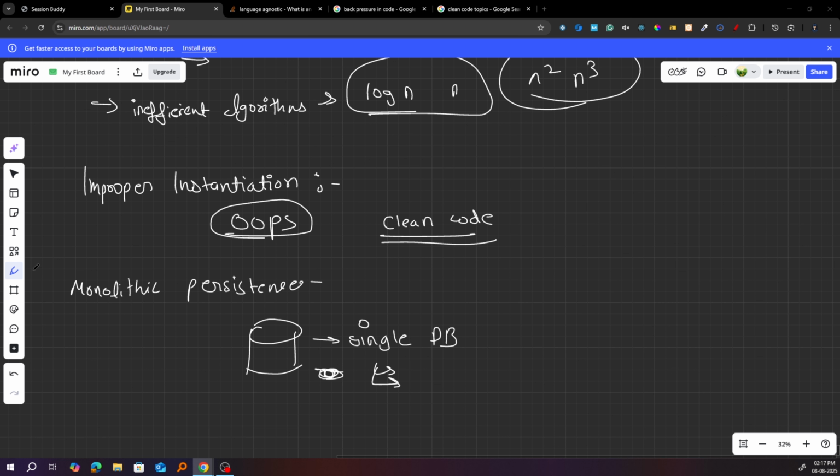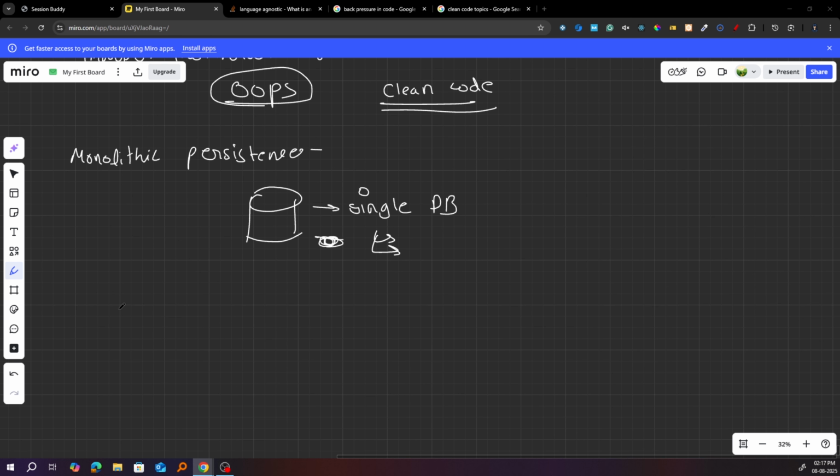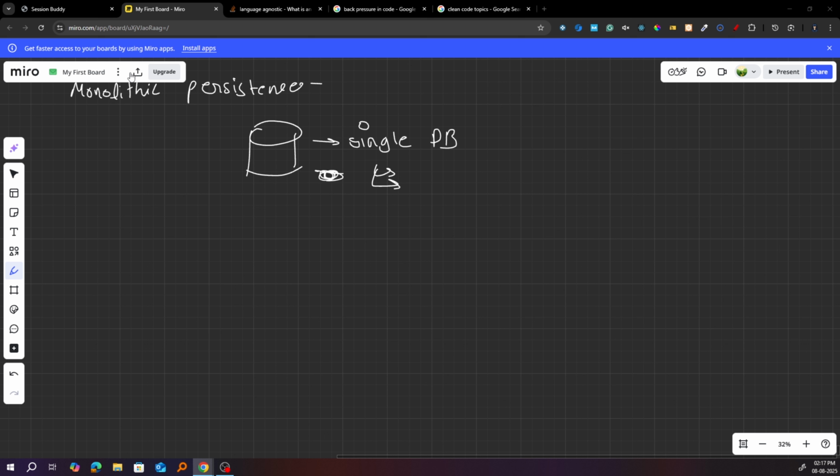Now let's learn about noisy neighbor. What is noisy neighbor? Let me just write the first topic. Noisy neighbor refers to a situation in which one or more components of a system are utilizing a disproportionate amount of shared resources, leading to resource contention and reduced performance for other components.